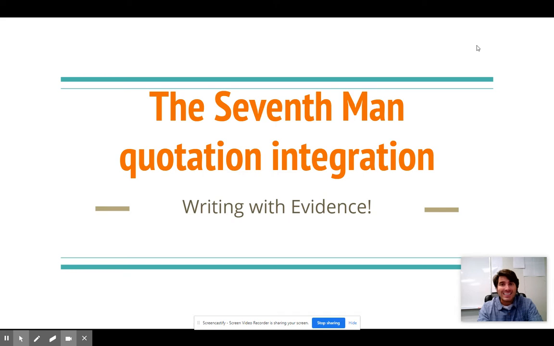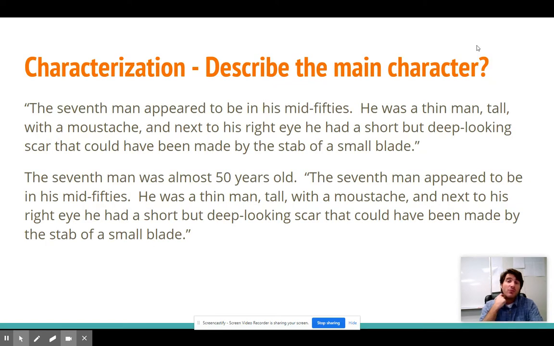Whatever the text is, if you have to write about a particular idea that is in that text, write with evidence. So we are looking at the seventh man, and we are looking at how to use quotations to support our ideas and to integrate them well. So first off, we're going to look at this idea of characterization. Describe the main character. And so here I have presented to you just a passage from the text.